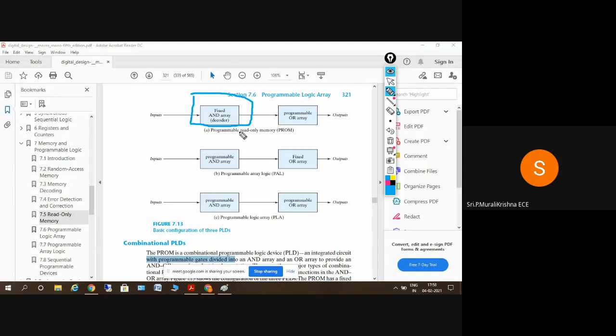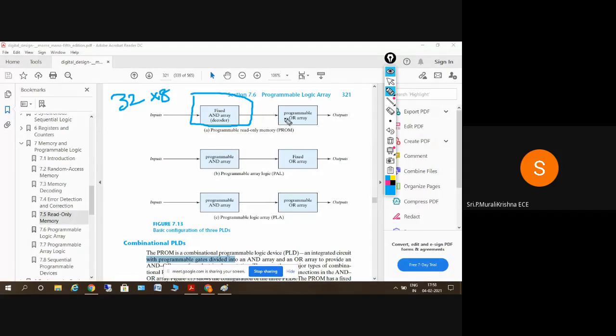If I told you to construct a 32 into 8 ROM, what we have done is use a 5 into 32 decoder, yes or no? Yes, sir. The 5 into 32 decoder is fixed, so we will not change it. We will not reduce the number of gates or the size of the decoder. So we have a fixed AND array: 32 outputs, so we'll be using 32 AND gates for the decoder. For 32 into 8, we'll be using 32 AND gates, right? That is fixed here.